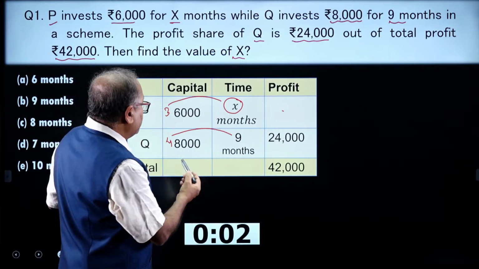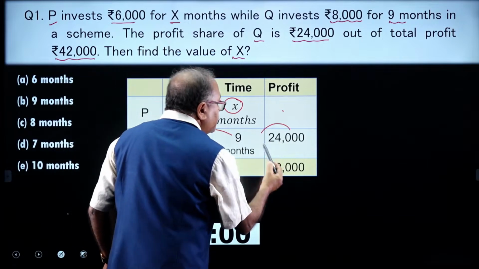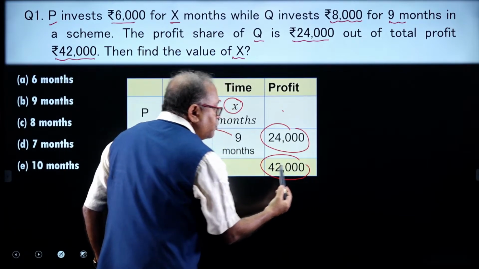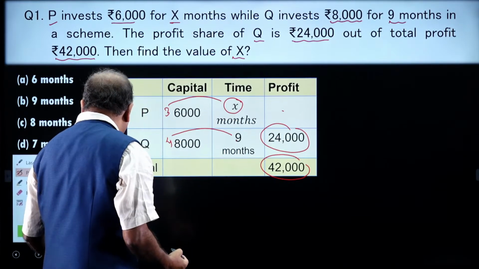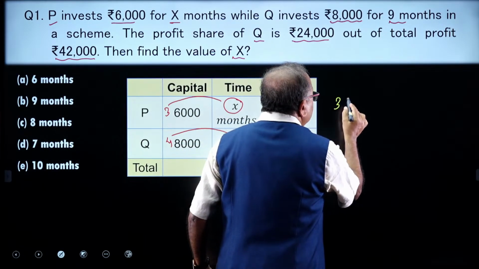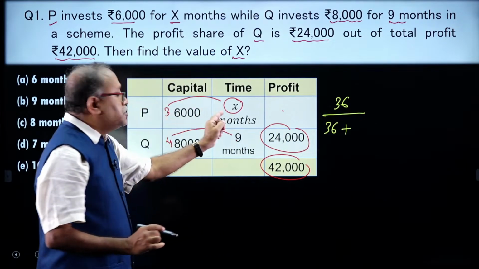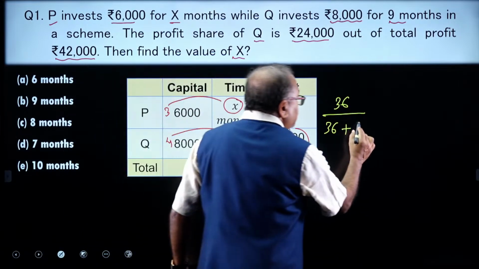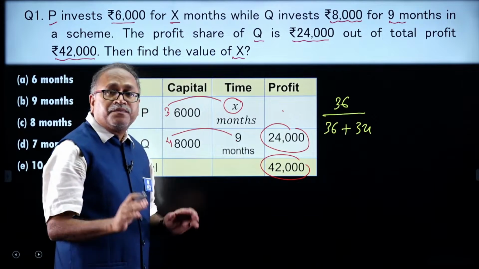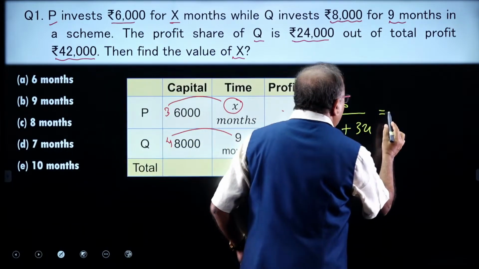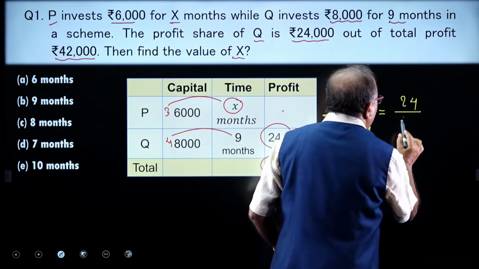What we know over here is that Q's profit is given to us, and the total profit is given to us. And what is that Q profit? That is 9 times 4, which is 36 parts. So here it is 36 parts by the total, that is 36 plus 3 into X, that is 3X. So this is profit of Q by total profit, which is equal to 24,000 by 42,000. I can write it as 24 by 42.